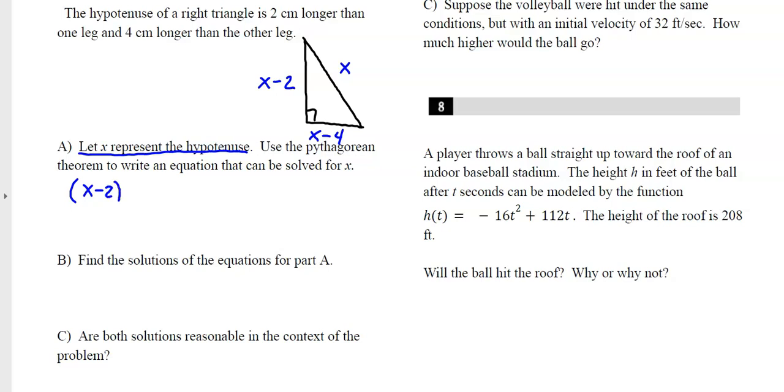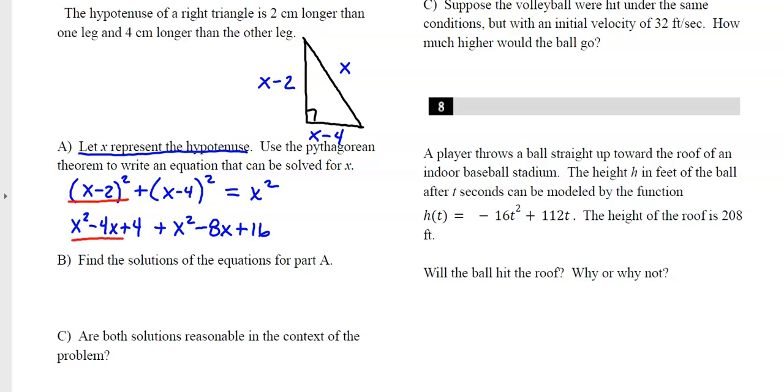So (x minus 2) squared plus (x minus 4) squared. Remember, leg squared plus leg squared equals hypotenuse squared. And I got to do some algebra here. So let's grind this thing out. This would be x squared minus 4x plus 4, plus x squared minus 8x plus 16. So far all I did was this part here and this part here. And then the right side is just equals x squared.